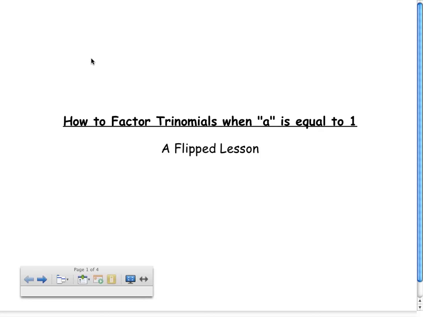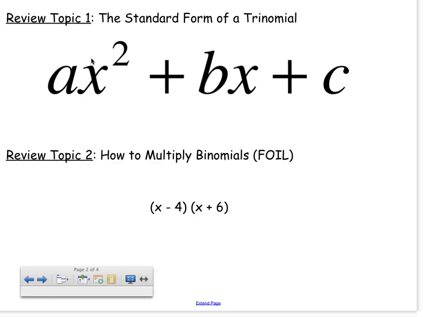Before I show you how to factor a trinomial when a is equal to 1, which I'll explain in a little bit, we have to review a couple topics first. The first topic we need to review is the standard form of what's called a trinomial. A trinomial is a polynomial that has three terms. And when we have a trinomial, its standard form is ax squared plus bx plus c.